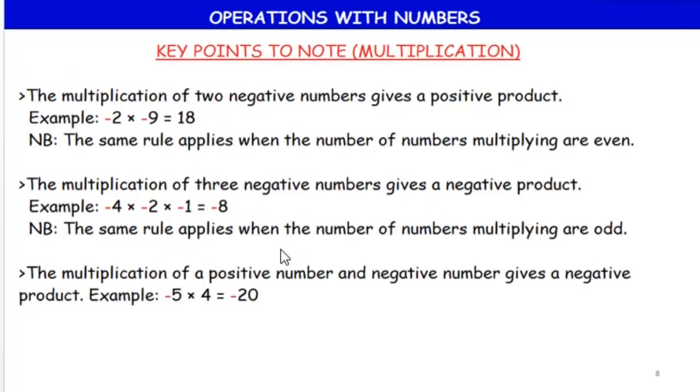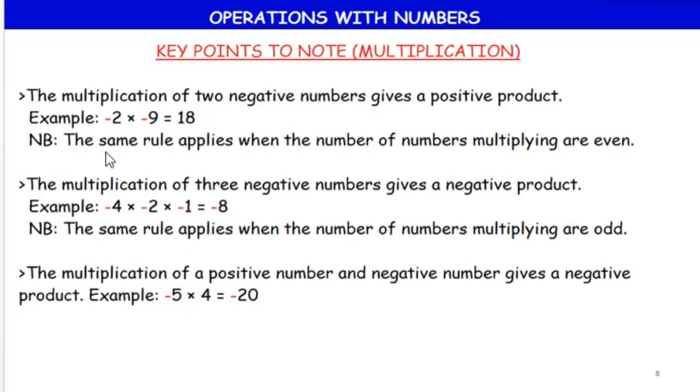Okay, let's look at some key points to note with respect to multiplication. The first point here is that the multiplication of two negative numbers gives a positive product. For example, negative 2 times negative 9, the result is positive 18. So that is one key thing you have to note with multiplication.